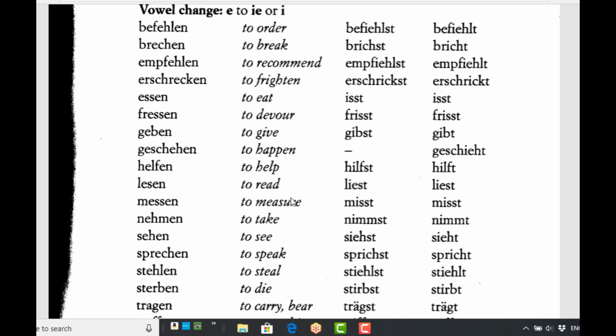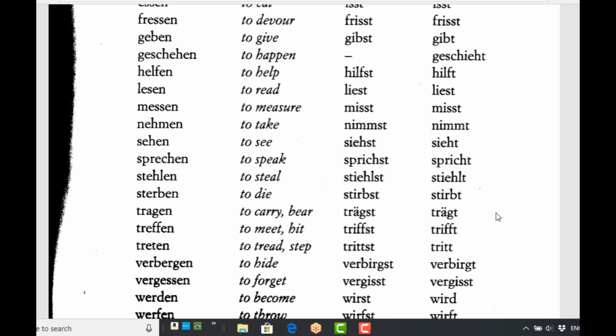How about doing lesen? Just conjugate that first, the singular there. Ich lese. Du liest. Sie liest. Wir lesen. Good. And again, with this verb, they happen to have the same form for the second and third person singular. Okay. All right. That's good.